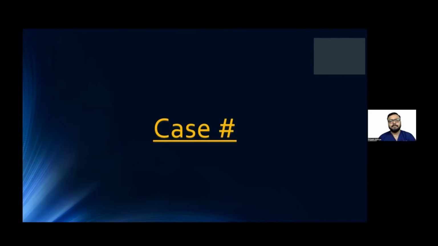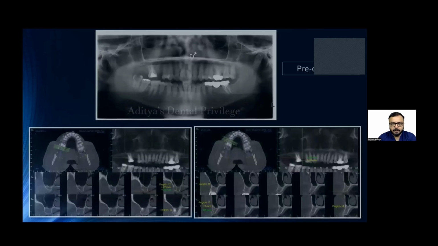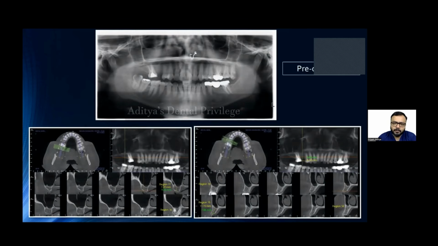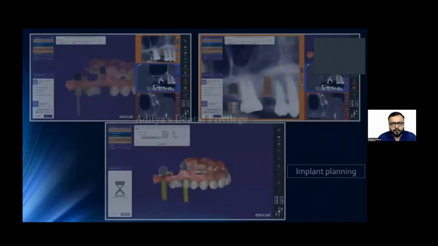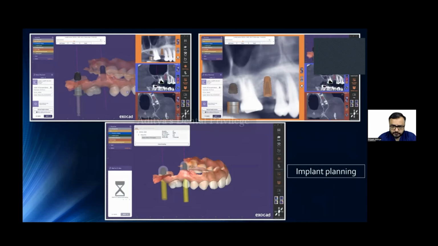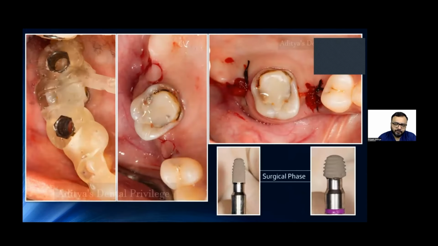So coming to a case, exactly how we are going to do this. This is a case where the patient has got her 1.5 and 1.7 extracted a few years back, and now she wants a replacement, and you can see the bone levels when it comes to 1.7 and 1.5 on your screen. So what we did was we did an intraoral scan, we did a digital planning, and in the digital planning, we were able to see what we are going to do with the patient. We fabricated a guide, we placed the guide in the mouth, and we did a surgery for her.